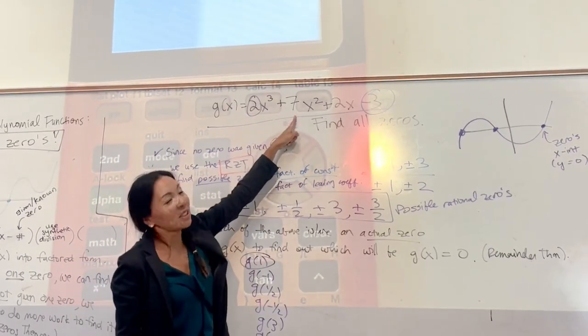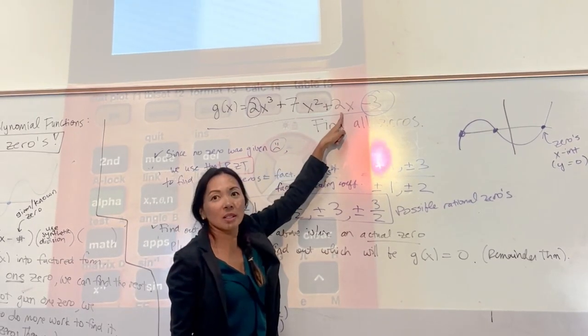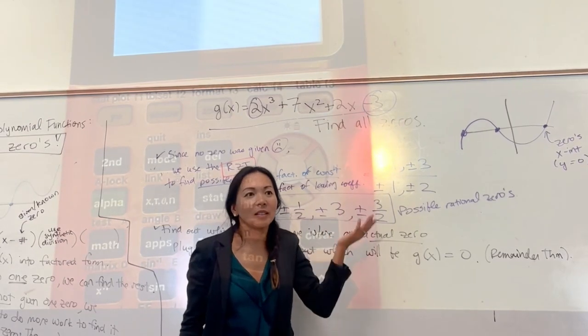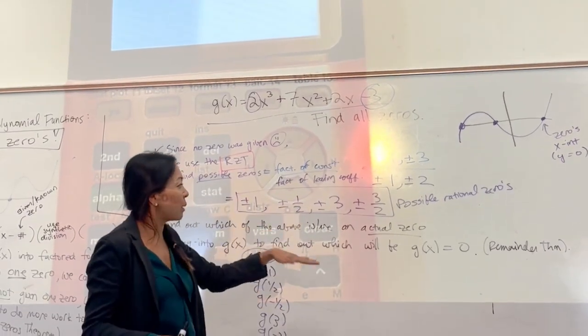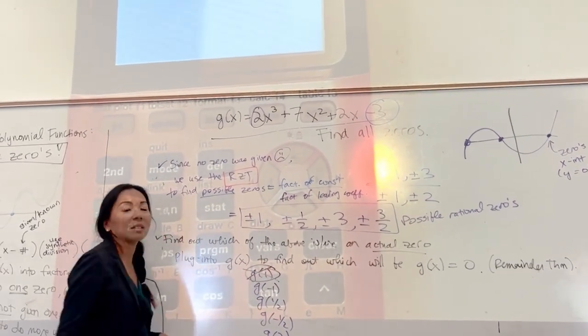What's 2 plus 7? 9 plus 2? 11 minus 3? 8. Does that give me a 0? No. So by the remainder theorem, it does not give me a 0, so therefore it is not a 0.